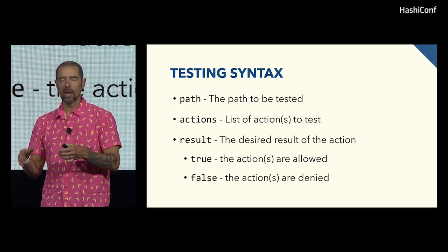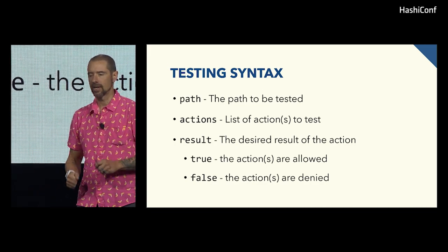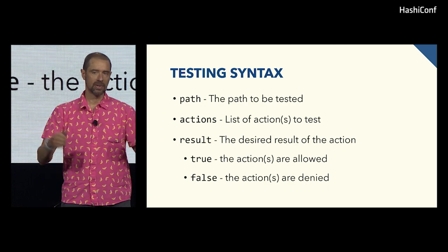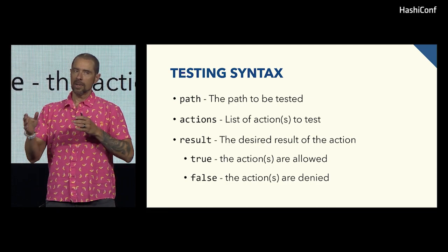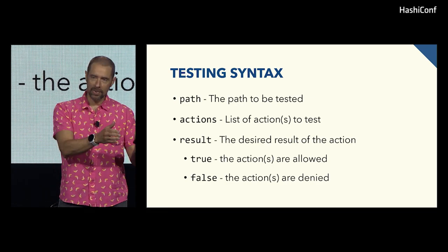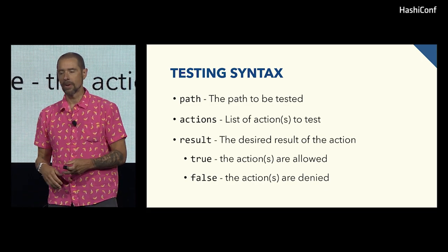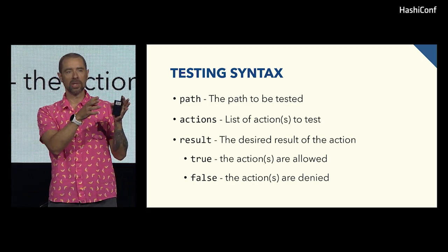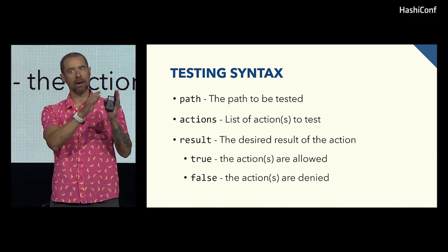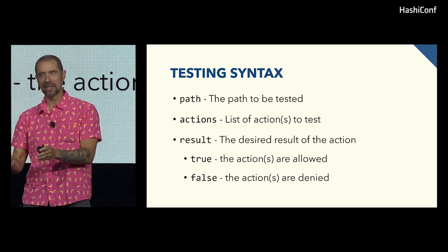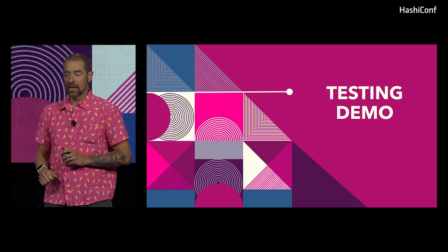So the path is the path you want to test. It doesn't take wildcards. It's a literal path. This is the path I want to test. Actions is a list of actions that you would like to test against that path. And then result depends on whether you want to test that you are allowed to do these things or that you're not allowed to do these things, because you have to account for both scenarios. True says the actions I've included here are allowed at that path. False says the actions I've defined here are not allowed. So if I didn't want to grant access, I can test to see if I accidentally did. So those are the 3 fields that go into the test.